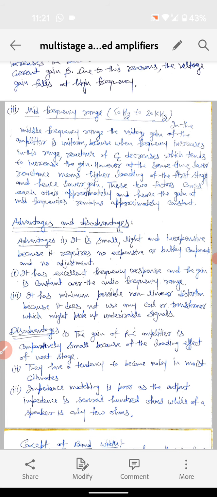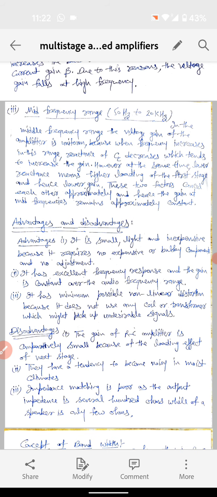Then whatever components we have used, we need to explain those components, what are the functions of those components, and then finally the operation, how it operates. Okay, and then we'll explain the frequency curve corresponding to different frequencies.